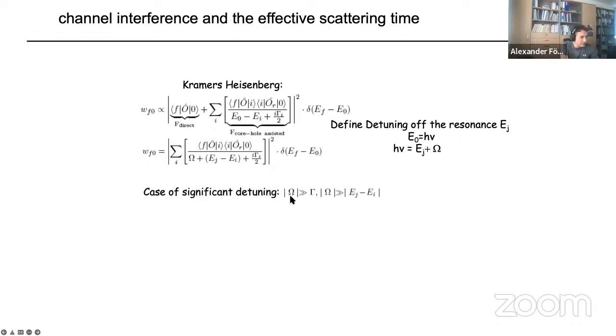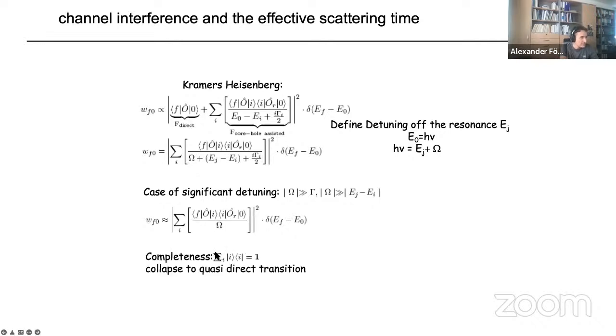Now, if this detuning, the deviation, the missing energy to reach resonance, is larger than the lifetime broadening, and also larger than the spacing of these vibrations, this is the leading term, and this term becomes big compared to all other terms.